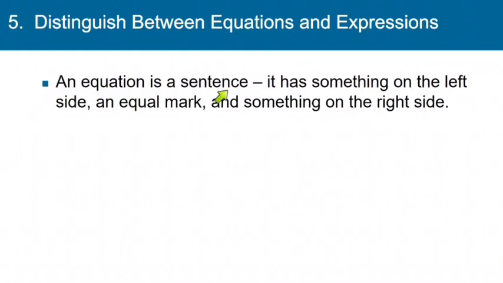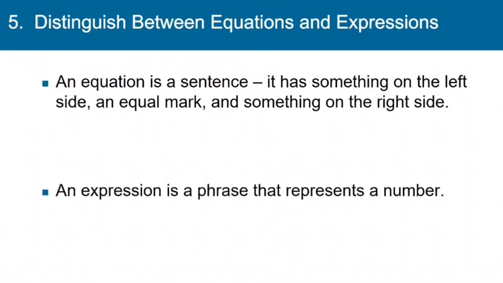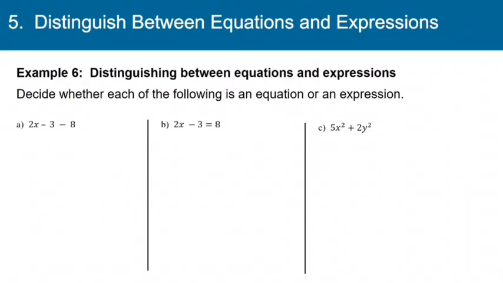An equation is a sentence. It has something on the left side, and then it has an equal mark, and it has something on the right side. An expression, on the other hand, is a phrase that represents a number. So that's a really good way to look at it. An equation is like a whole sentence, and an expression is just a phrase. It's not a whole sentence. The dead giveaway of the difference between an equation and an expression is that an equation has an equal mark in it. It is that simple.